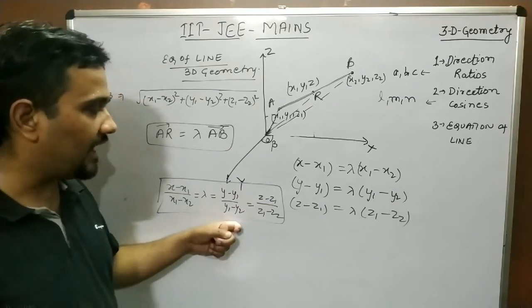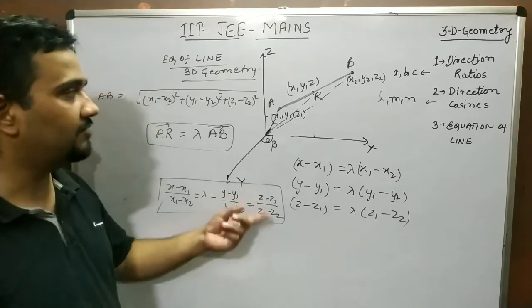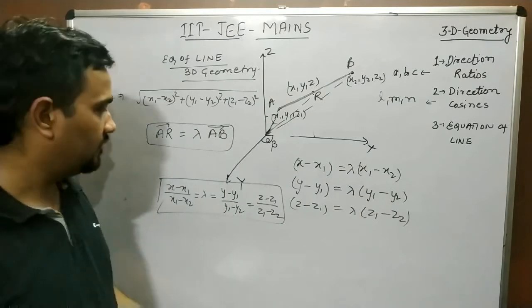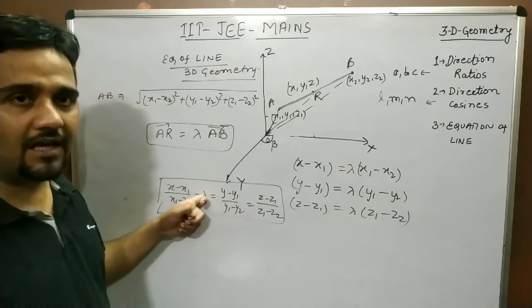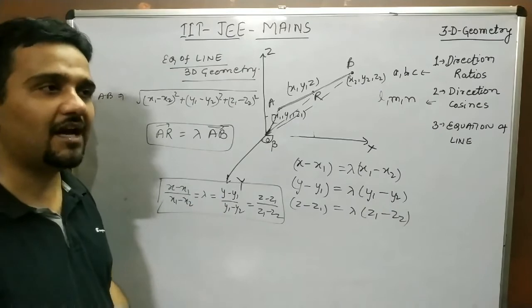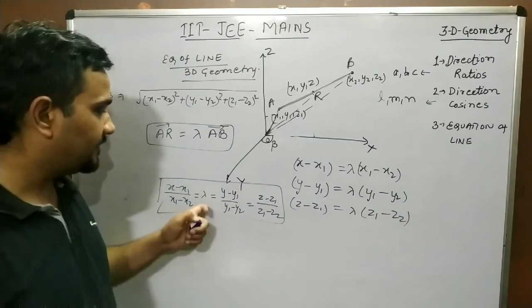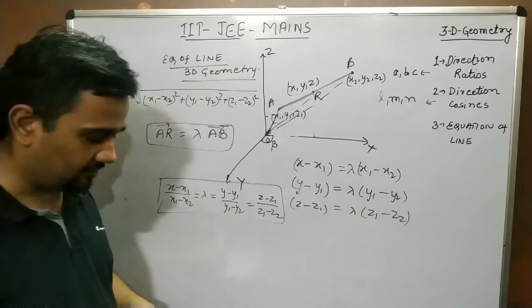Okay, so the equation of the line passing through two points (x1, y1, z1) and (x2, y2, z2) is equal to lambda. Lambda, what is the value of lambda? Lambda is any arbitrary constant.